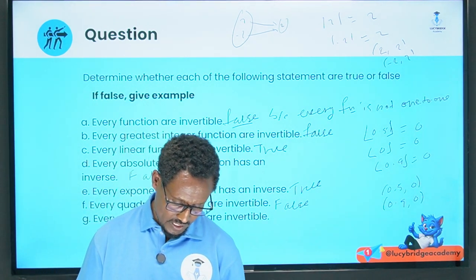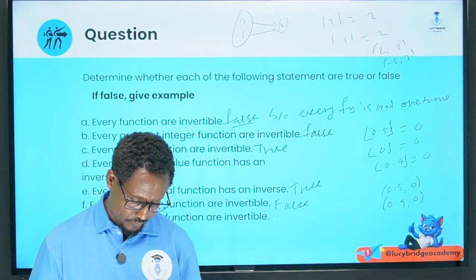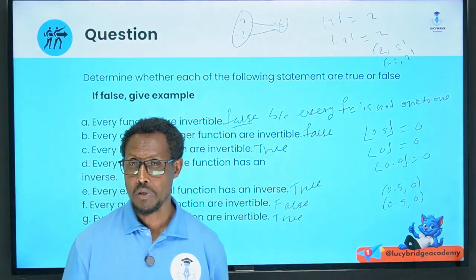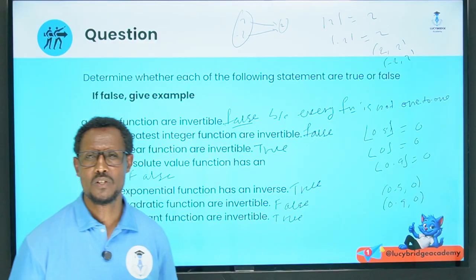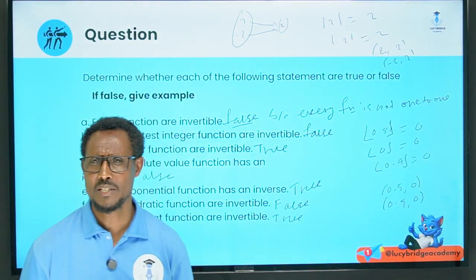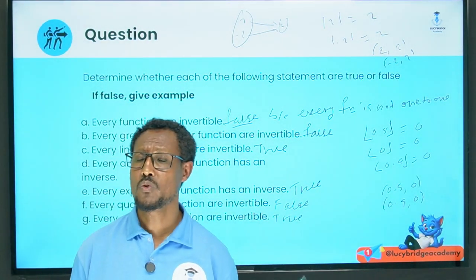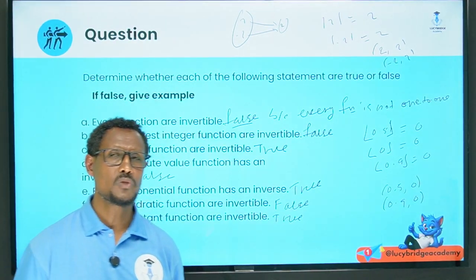Every constant function is invertible. True. Every constant function is invertible. You know the graph of a constant function? It is a horizontal line, parallel to the x-axis. The graph of a constant function is a horizontal line.